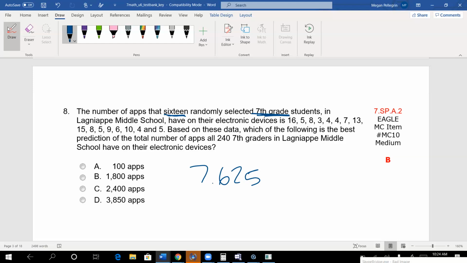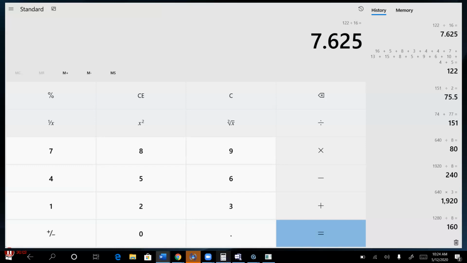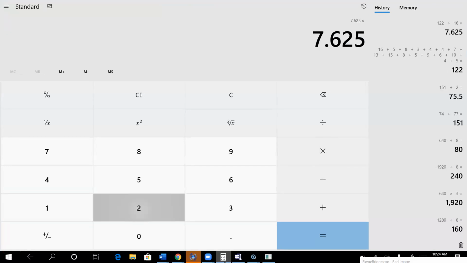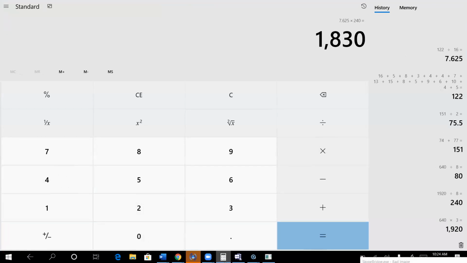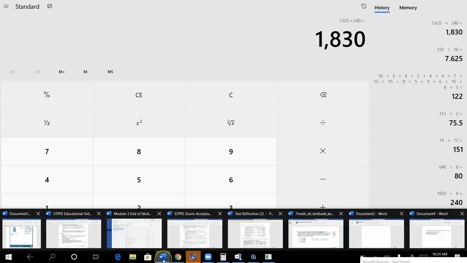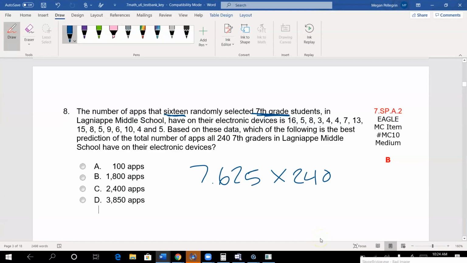So that was for each person, and we had a total of 240. So we want to multiply times the 240 students that there were. So times 240 gives me 1,830. So what answer was that closest to? And that answer was closest to B, 1,800 apps.